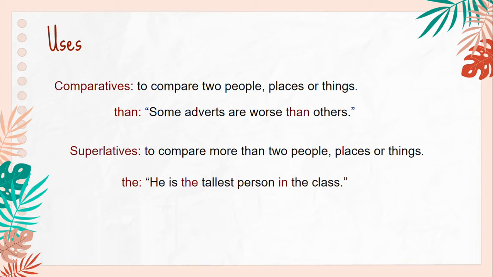And superlatives to compare more than two people, places, or things. Example, he is the tallest person in the class. So as I was telling you before, here in comparatives, we can find the word than in order to identify that we are talking about comparative adjectives. And here we are talking about superlatives. That's why we use the article the. He is the tallest person in the class. So I'm comparing this person with the rest of the class.